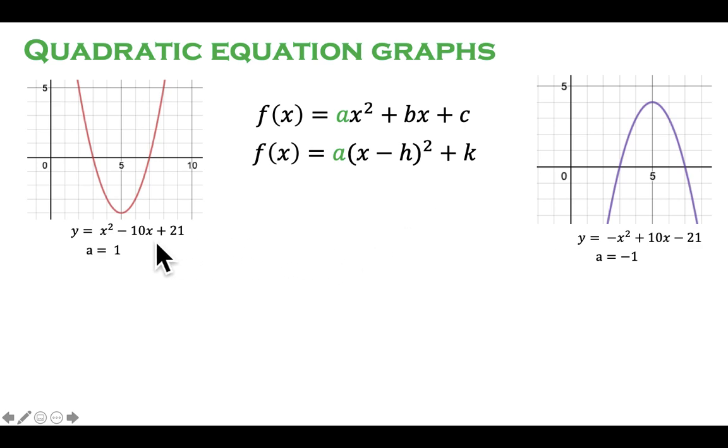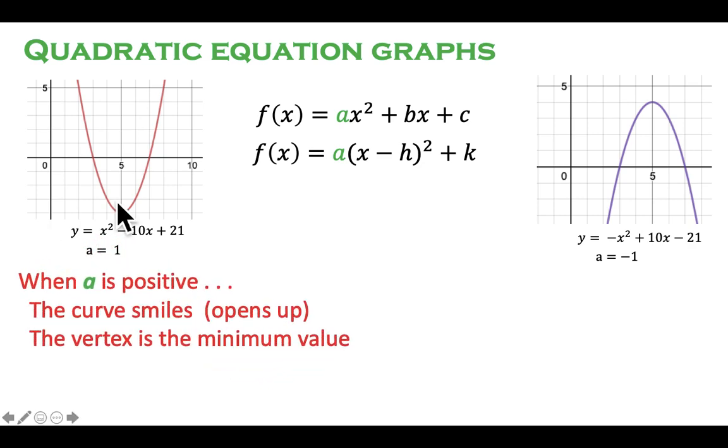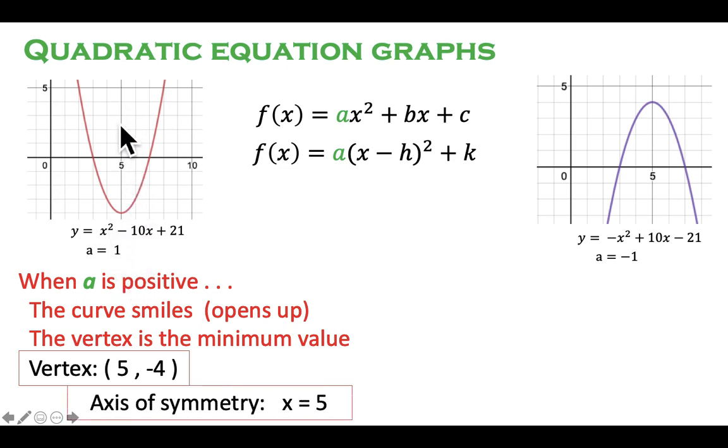So let's start with the old form. On the side with the red parabola, the quadratic form is right here above my cursor. When a is positive, in this case we have an implied positive 1 in front of the x squared, the curve opens up, or it smiles like this, and the vertex is the minimum value. The vertex at this position is (5, -4), and the axis of symmetry is x equals 5.